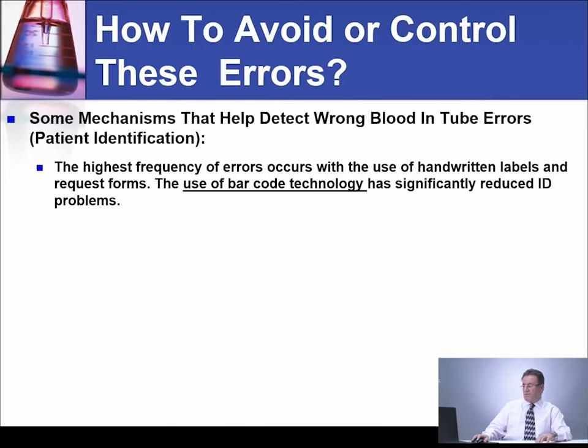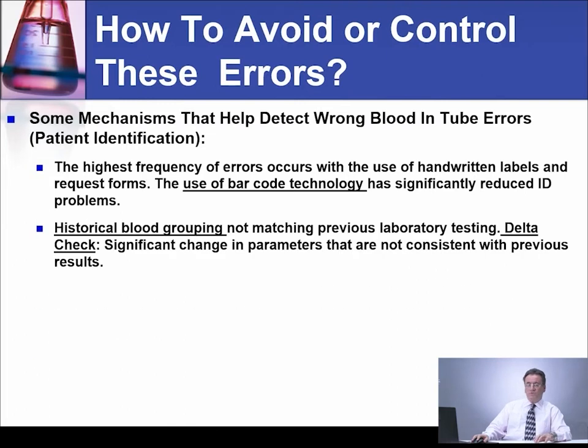So some mechanisms help detect wrong blood in tube, for example, in patient identification. The highest frequency of error occurs with the use of handwritten labels and request forms. The use of barcode technology has significantly reduced ID problems. So use technology when you can.